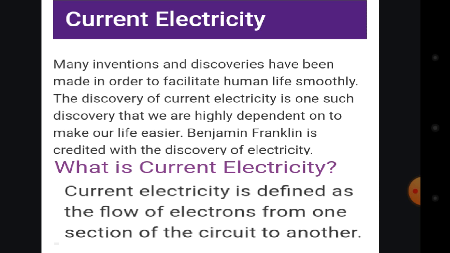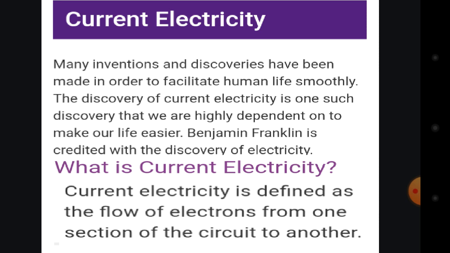Also, one of our best physicists, that is Benjamin Franklin, is the one that discovered electricity, and he was credited with the discovery of electricity. That is Benjamin Franklin. And here we are to define the term electricity.